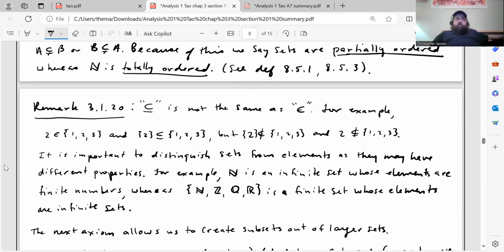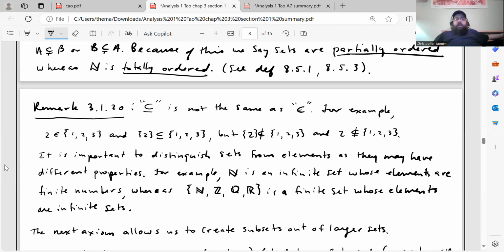Okay, another remark. "Is a subset of" is not the same as "is an element of." Again, this is a common error that people make. For example, 2 is an element of the set containing 1, 2, and 3, and the singleton set containing 2 is a subset of the set containing 1, 2, and 3. But the singleton set containing 2 is not an element of the set containing 1, 2, and 3, and 2 is not a subset of the set containing 1, 2, and 3. So it's important to distinguish sets from elements as they may have different properties.